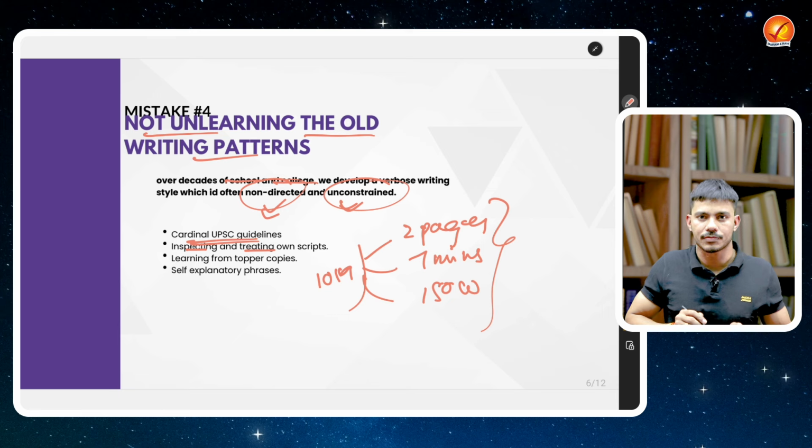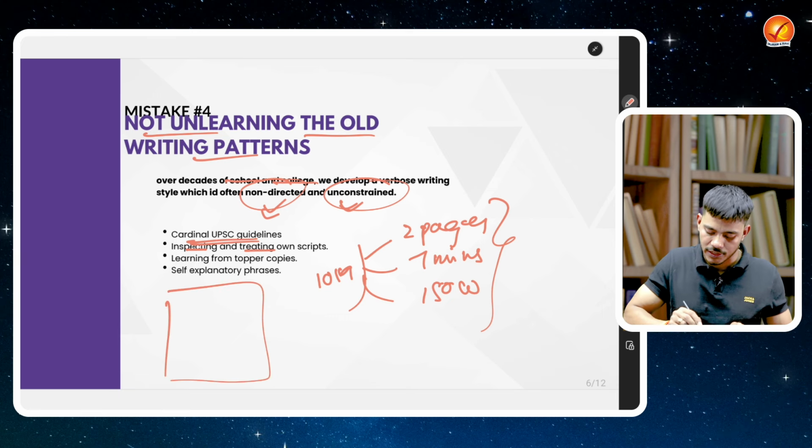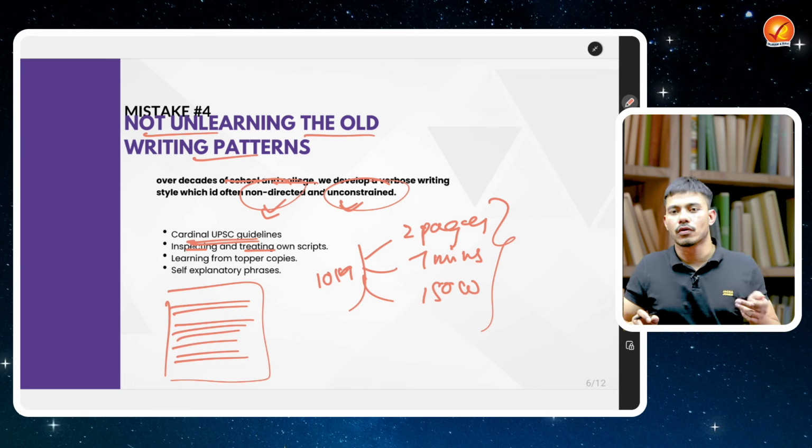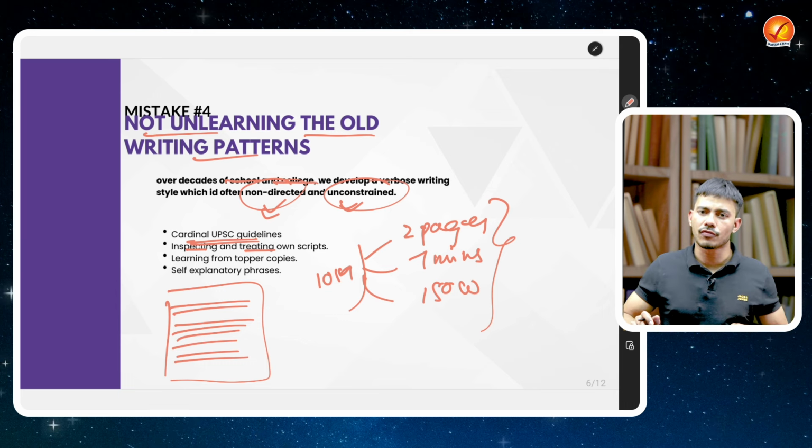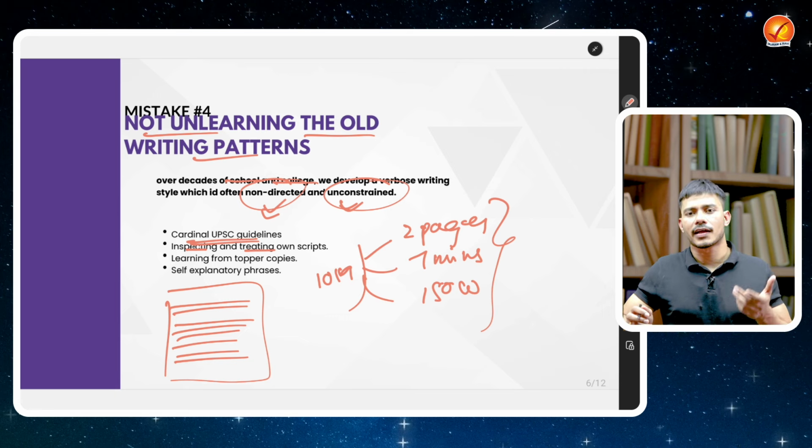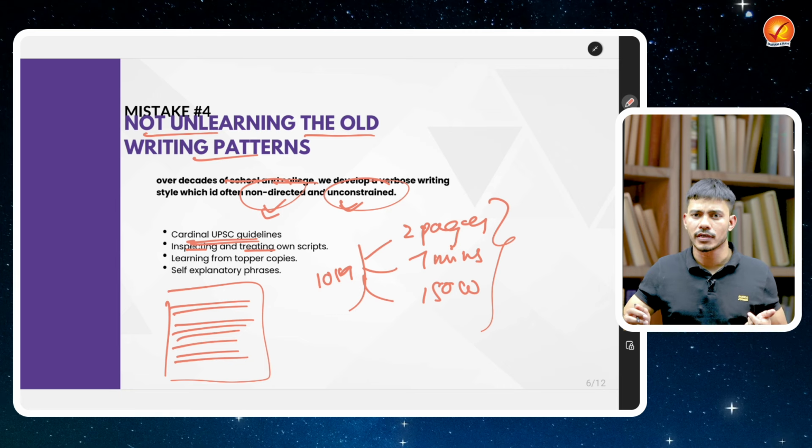That is something you should try to cultivate, and how you can do that is by inspecting and treating your own answer scripts. Whatever tests or practice you are doing, whatever writing you have done, you should revisit those answer sheets and find out if there are any redundant words you are writing in a particular point, or if you are making paragraphs which are unnecessarily verbose, using way more words than required to convey the same meaning.